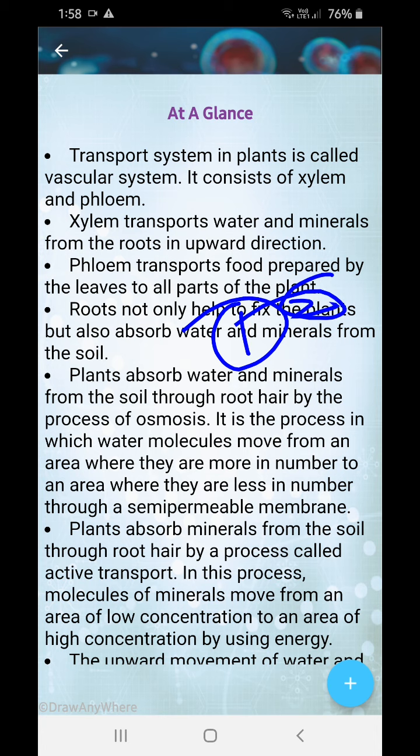Next, plants absorb water and minerals from soil through root hairs by the process of osmosis. Now, what is the process of osmosis? What do you mean by osmosis? This will come in this part. It's written, but for now you just learn that water and minerals are absorbed by the root through the process of osmosis.